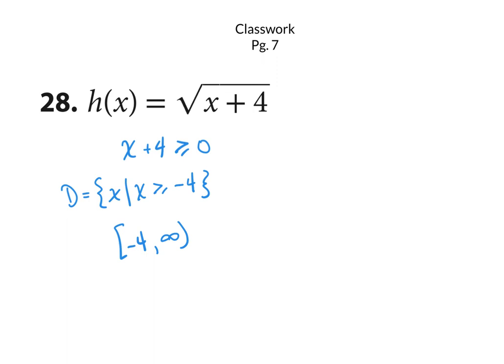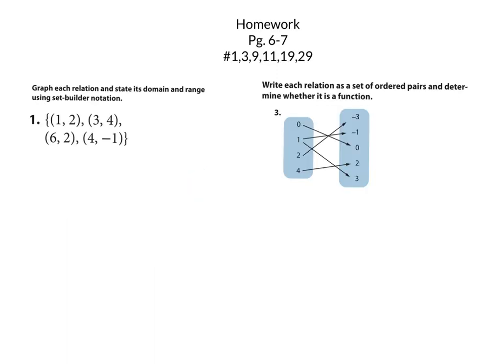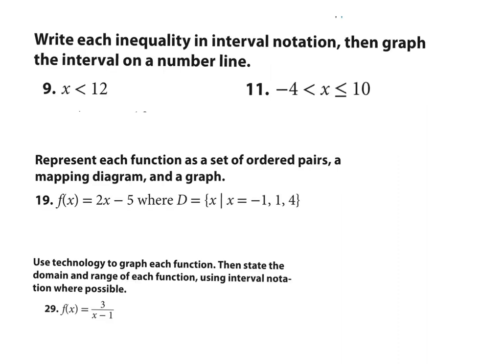Questions? All right, homework. Your homework is pages 6 and 7, 1, 3, 9, 11, 19, and 29. For this one, number one, I just want the domain and range in set builder notation. You do not have to graph him. Number three, they want ordered pairs and to determine if it's a function. For numbers 9 and 11, I also do not require that you graph the interval on the number line. I just want interval notation there.